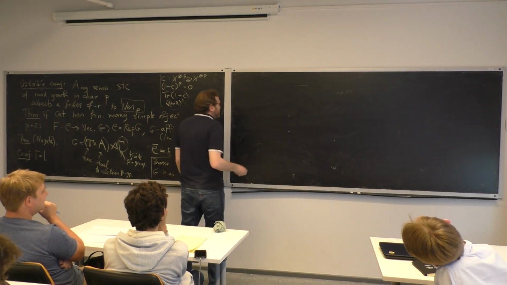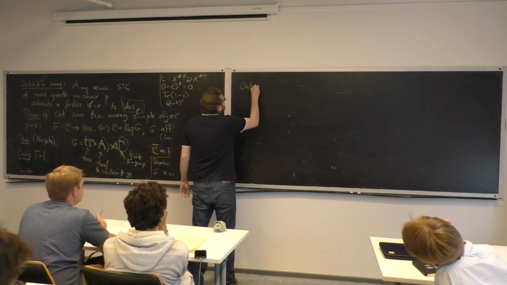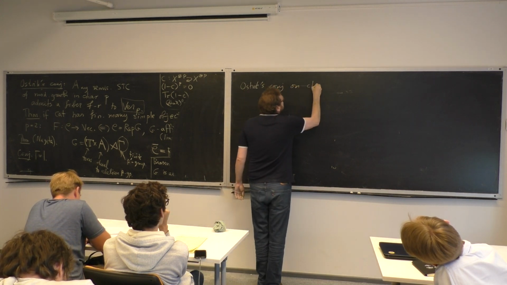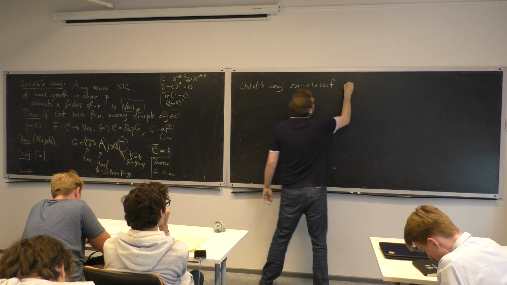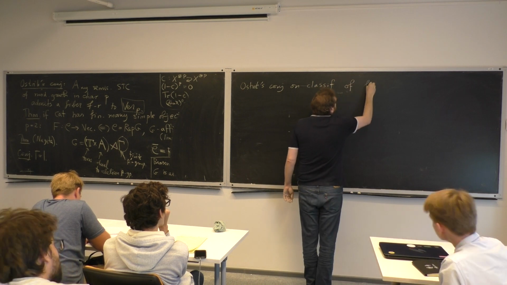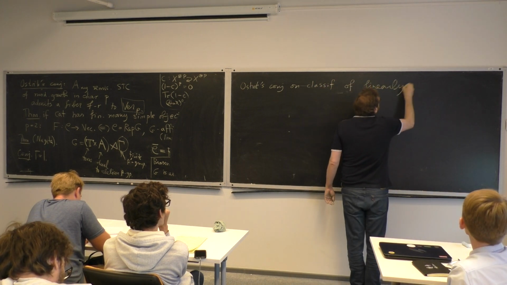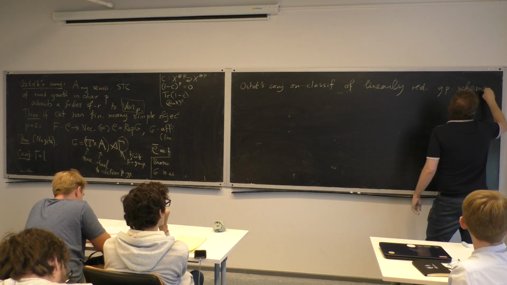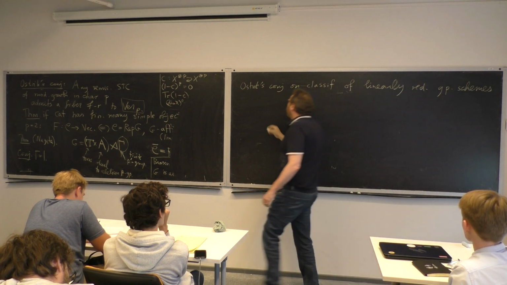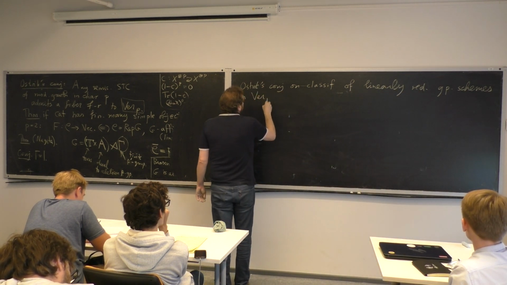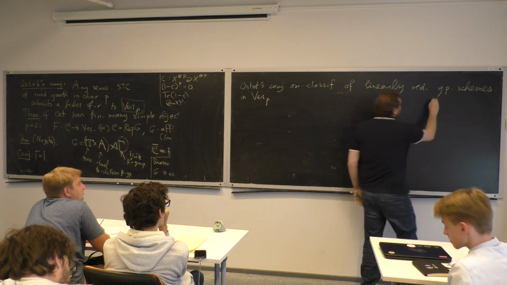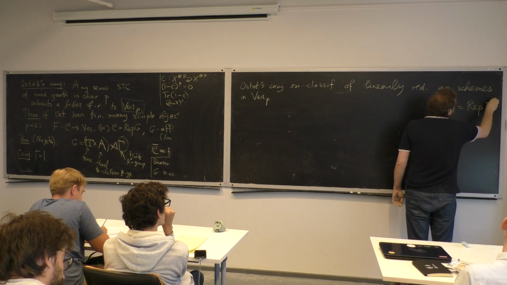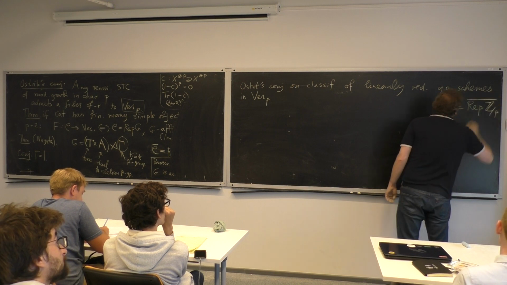So let me explain what Ostrik's conjecture on classification of linearly reductive group schemes in Ver_p is, which I remind you that Ver_p is the semi-simplification of the category of representations of Z/p in characteristic p.